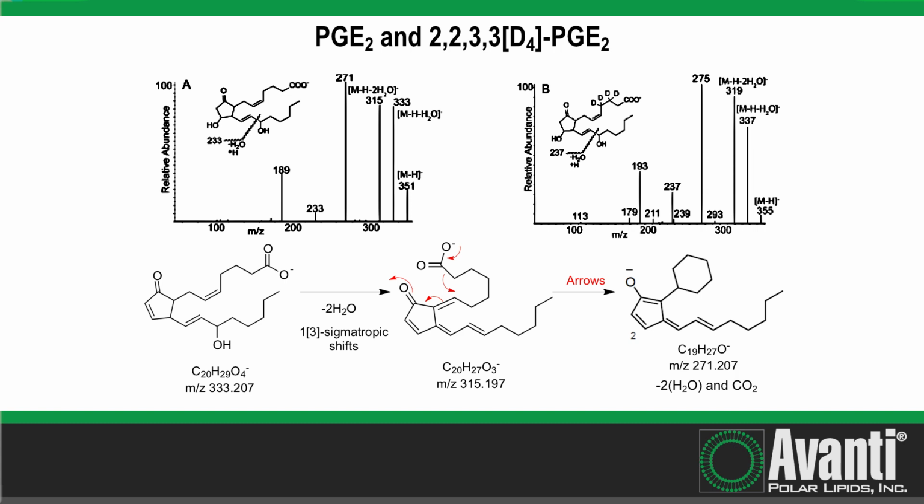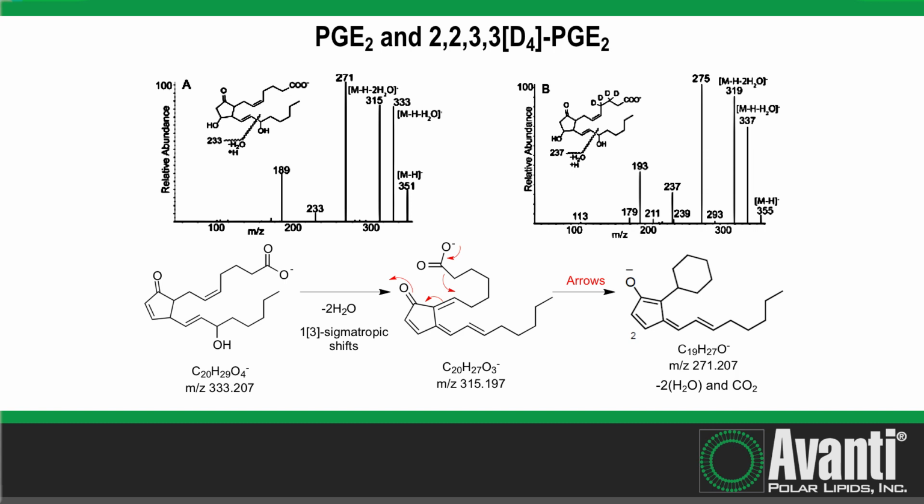I've lost it from the prostaglandin ring, from the number 11 carbon atom. And here you can see it undergoes this cyclic loss of water, and driven by the loss of CO2 to form this cyclic structure at 271, rather specific for prostaglandin E2.